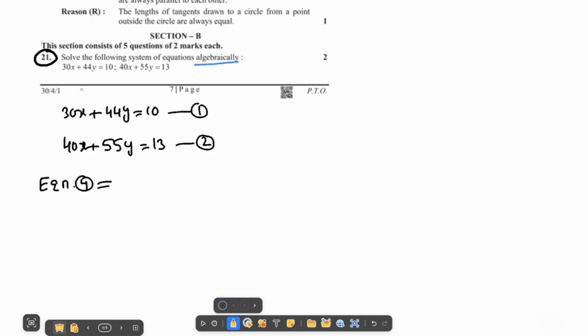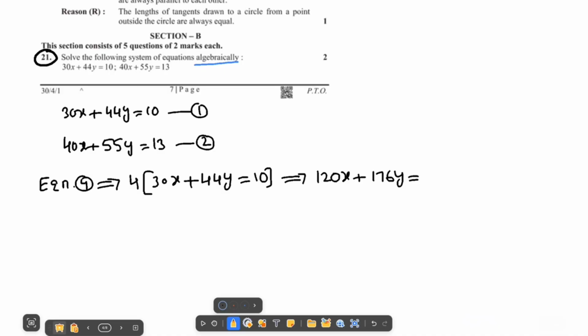So multiply equation 1 by 4 on both sides. 4 of (30x plus 44y) is equal to 10. Now this will give us 4 into 30x, 120x, 4 into 44, 4 fours are 16, 176, 176y is equal to 4 into 10, 40. Let this be equation 3.